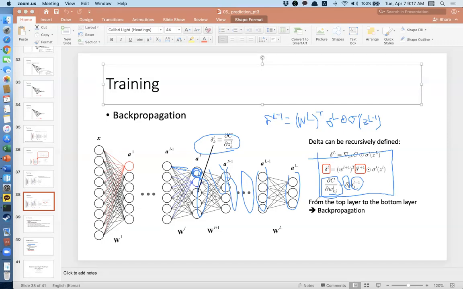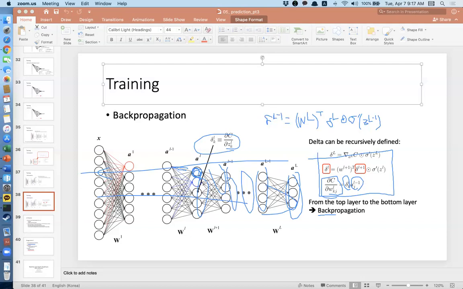Of course, because this comes from the top layer to the bottom layer, you can see that L plus one is required to calculate L, which means you need the previous upper layer to calculate the current layer. That is why it's backpropagation. You start from the top and then go all the way to the bottom, not this way, right?